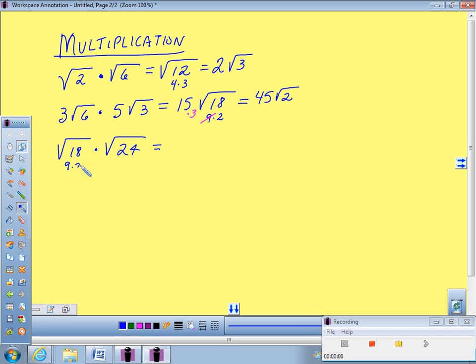18 is 9 times 2. Square root of 9 is really 3. So I really have 3 times the square root of 2. All right, what breaks 24 down? Be sure you get a number that's a perfect square.